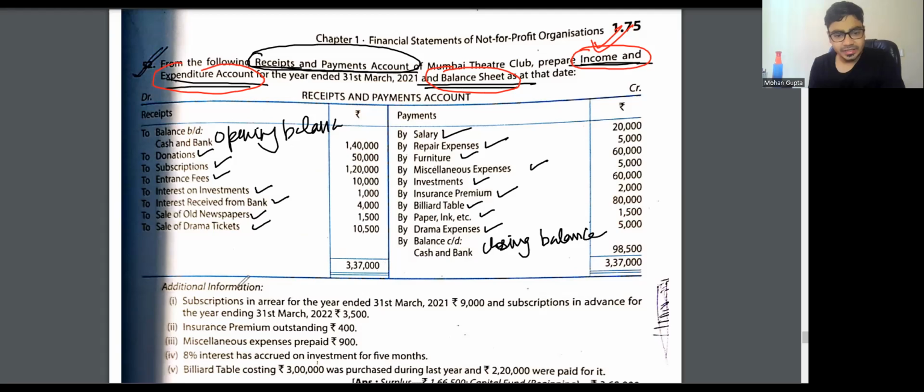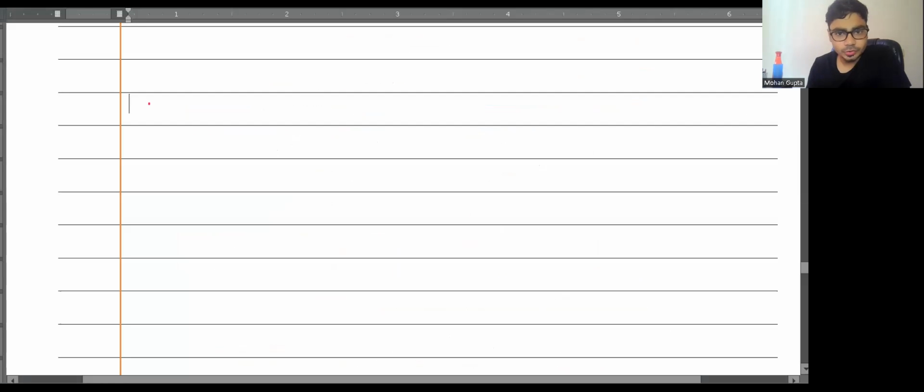And then we are given a few adjustments. First is regarding subscriptions, the next is insurance premium, the next is miscellaneous expenses prepaid, and after that interest on investment, and after that the billiards table. Basically we will use these adjustments when we prepare the income and expenditure account and even the balance sheet. So let us quickly prepare the format. You have opened your book? Okay, question number is 52.